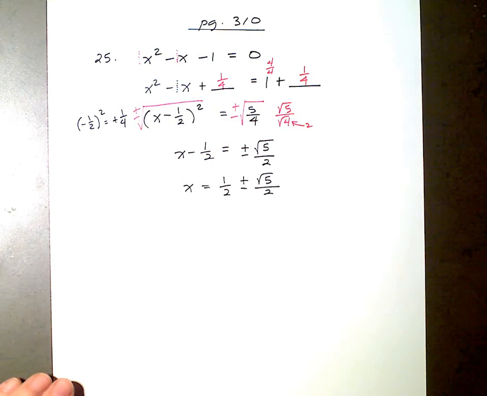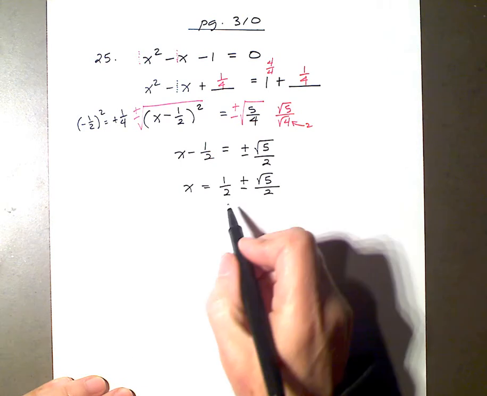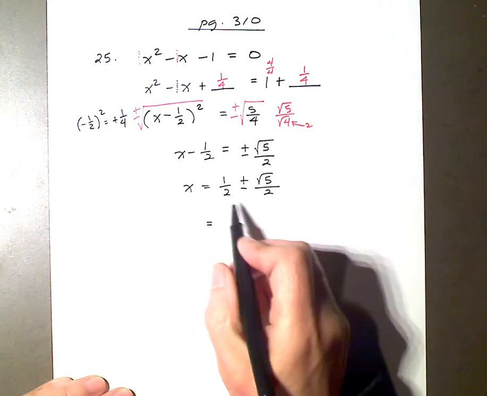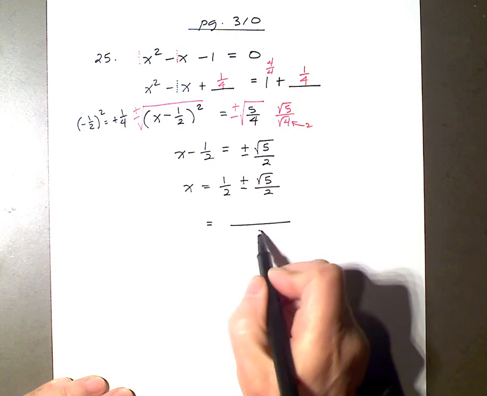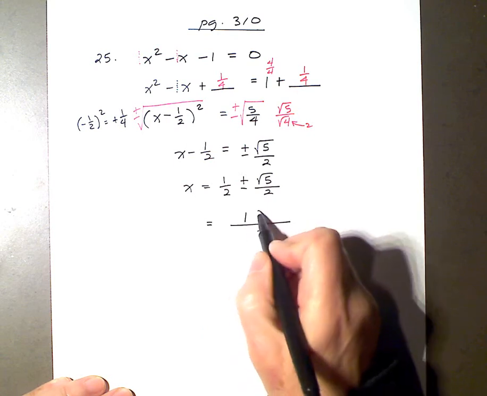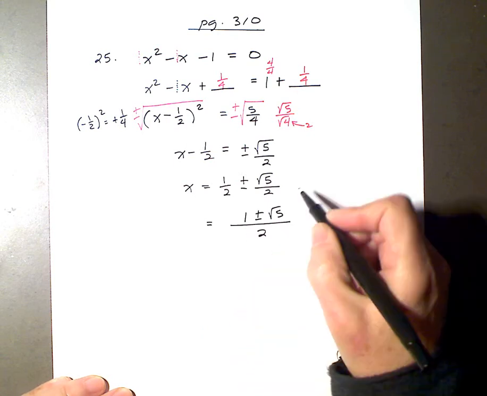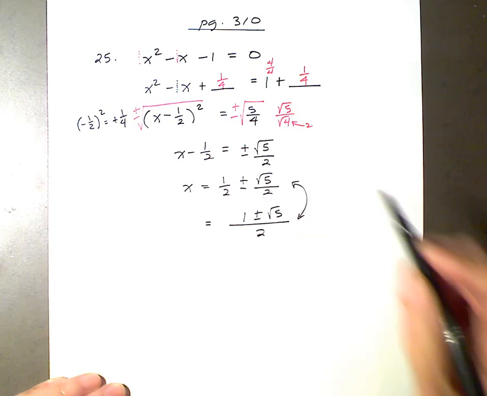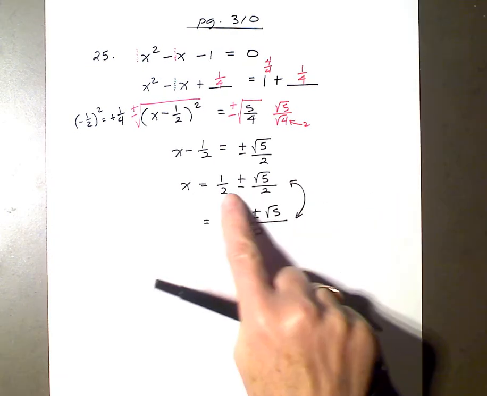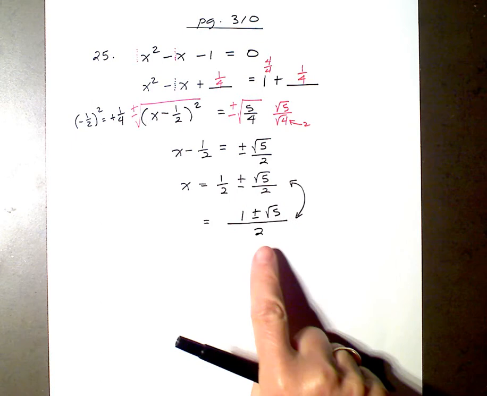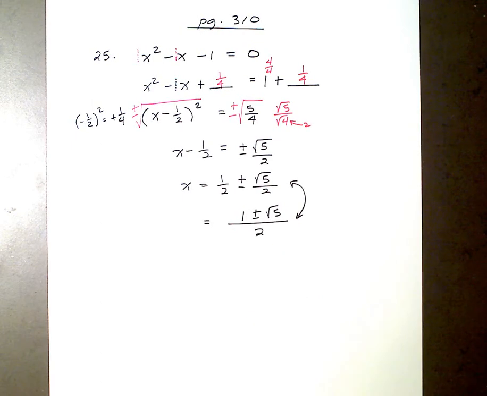We can leave it like that, or we can put it back together since these are both over 2, and we can put 1 plus or minus the square root of 5 over 2. These are equivalent. This form is nice when you're graphing. This form is fine as well. So anyway, that's it.